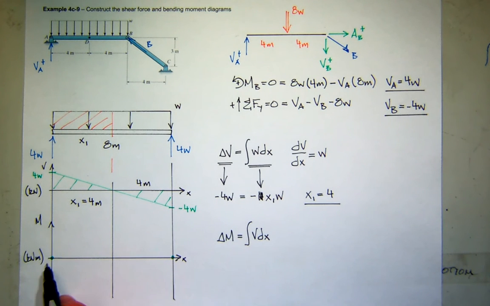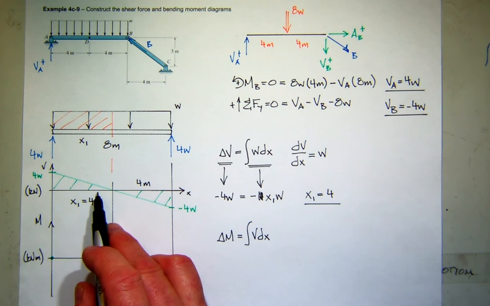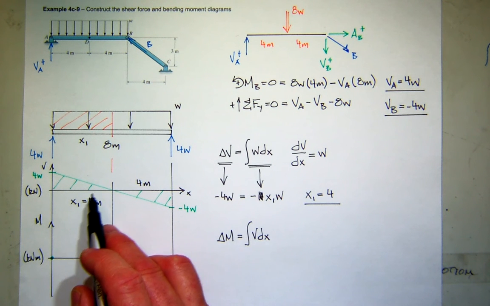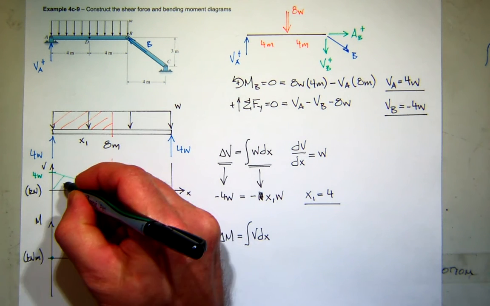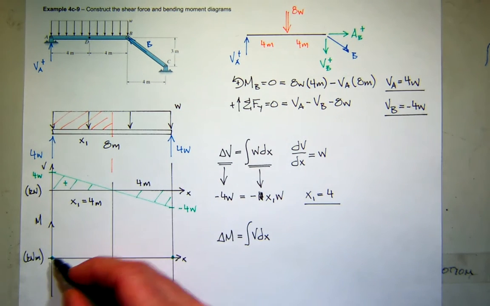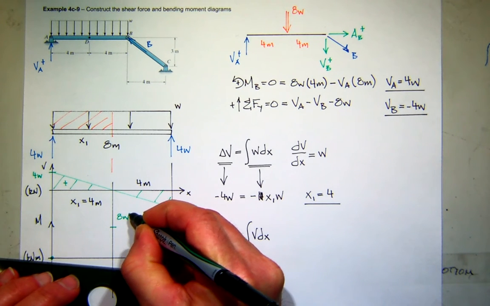So what is the area under the shear diagram for this first section? Well, that's pretty easy. It's a triangle. So 1/2 base 4 times height 4w. You get what, 8w? 8w, right? And that's positive. So I go from 0 plus 8w, I get 8w.